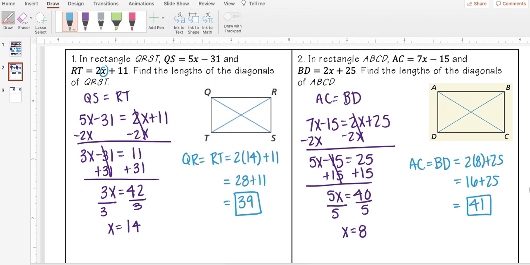That's it for this video, and go ahead and move on to the next one where we'll be looking at finding angle measures in a rectangle.